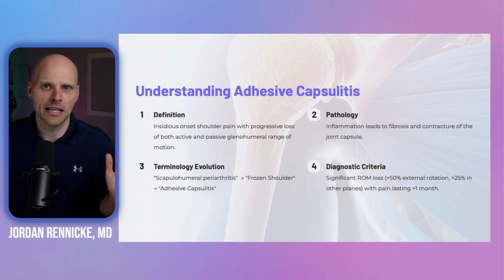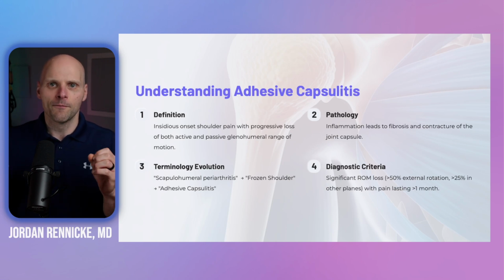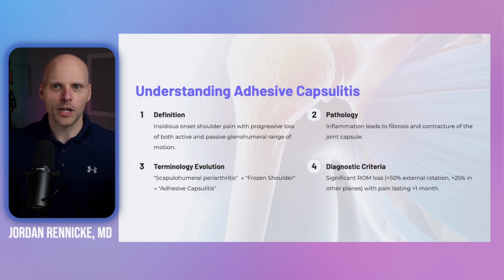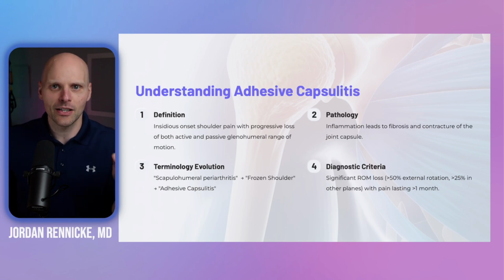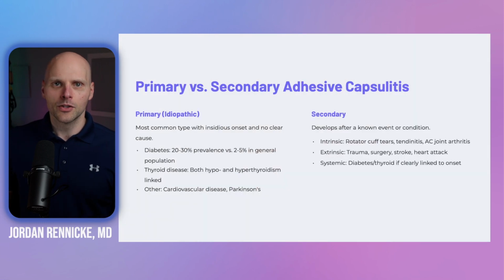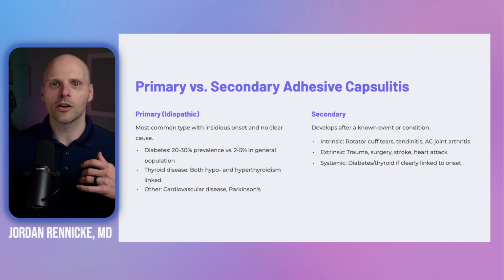The big thing here is that whether it's frozen shoulder or adhesive capsulitis, we're going to have significantly decreased range of motion, and that's what you should be clueing into, thinking, hey, this might be happening. So going into it, not all adhesive capsulitis is created equal. We can break it down into two main buckets, primary and secondary.